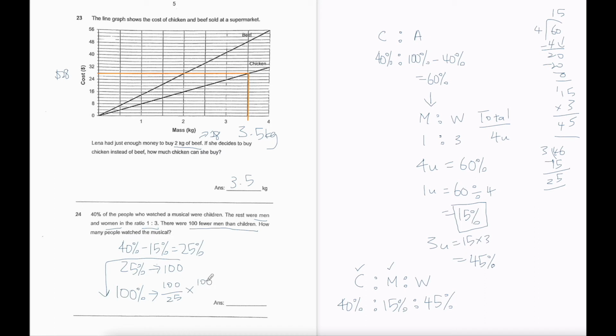Okay, so I am going to get, let me simplify first, okay? 100 divided by 5 is 20. 25 divided by 5 is 5. 5 divided by 5 is 1. 20 divided by 5 is 4. So my answer will be 400. Okay.